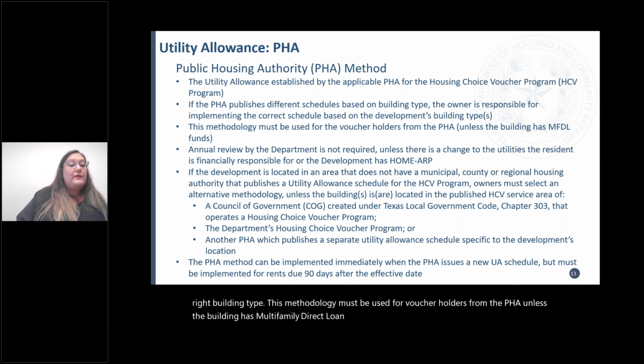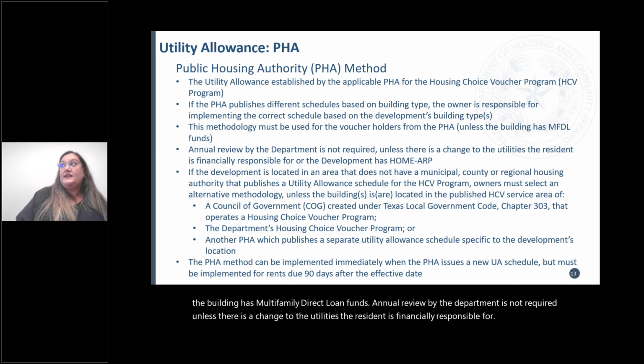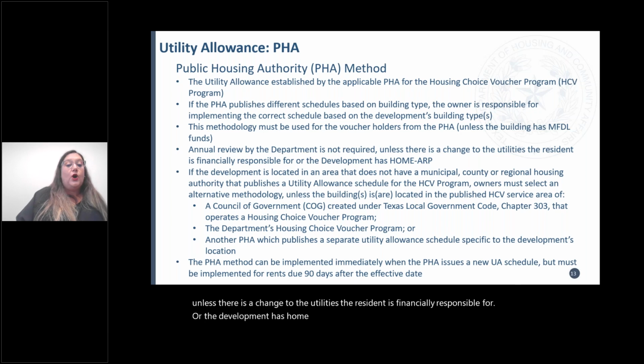Annual review by the department is not required unless there is a change to the utilities the resident is financially responsible for, or the development has HOME ARP, which right now is the only MFDL funded source that is allowed to use this. And I believe we only have one that has elected to use that.